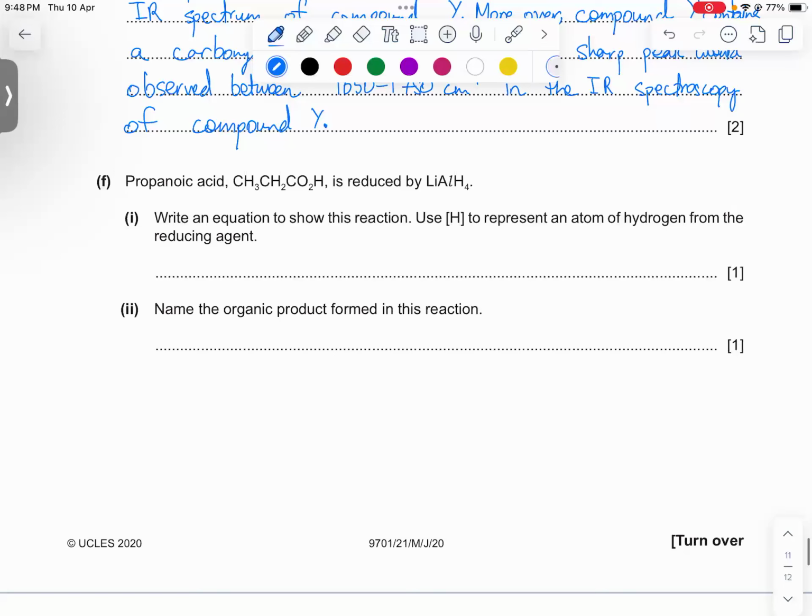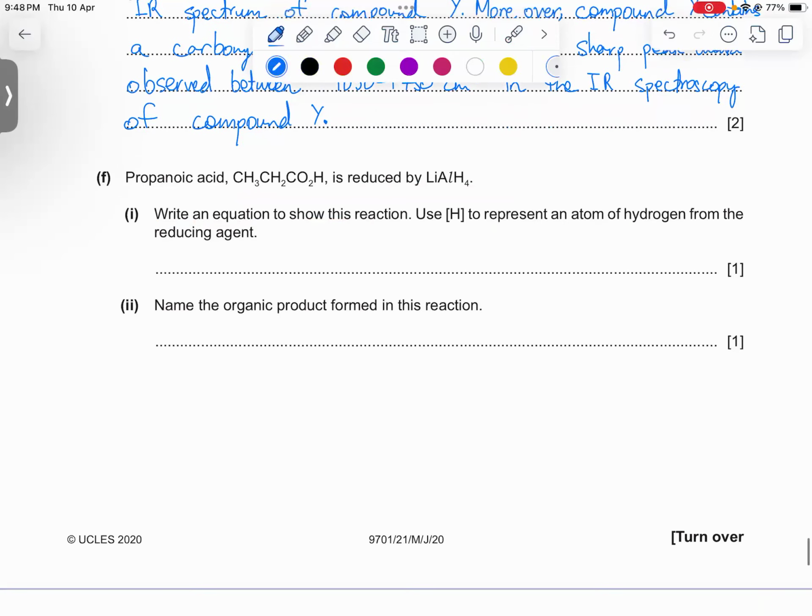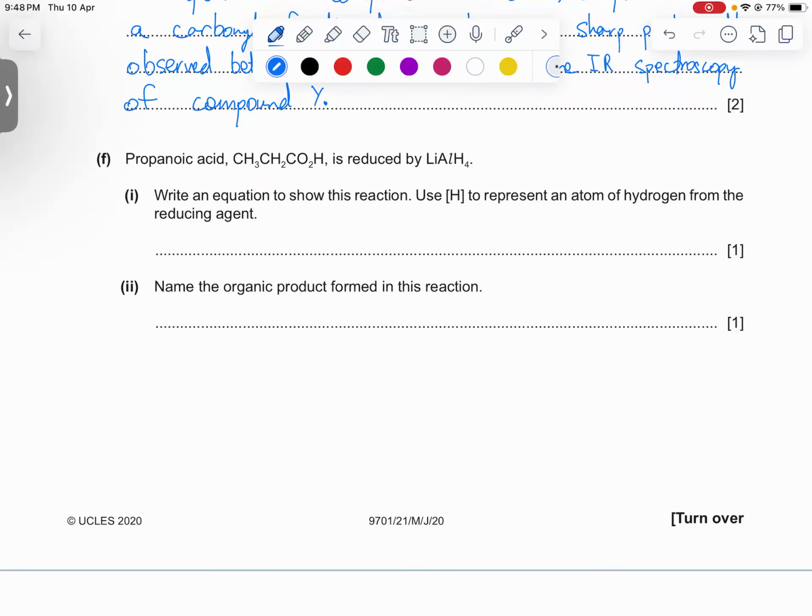All right. Next question. Propanoic acid CH3CH2COOH is reduced by LiAlH4. Write an equation to show this reaction. Use H to represent an atom of hydrogen from the reducing agent. Okay, sure. So propanoic acid can be reduced, and what can it be reduced to? It can be reduced to aldehyde or alcohol, right? Because they have not mentioned whether to reduce it to aldehyde or to alcohol. The general idea is we reduce propanoic acid, it goes all the way down to alcohol.